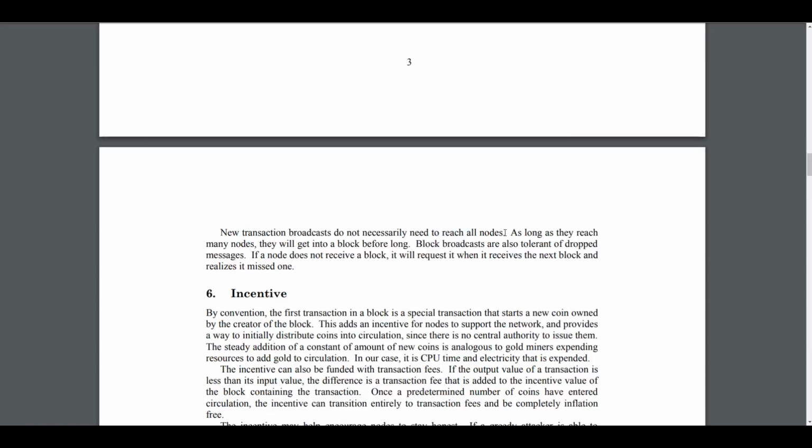I did want to call this out because it says new transaction broadcasts don't necessarily need to reach all nodes. As long as they reach many nodes, they'll get into a block before long. What's also important is that as long as they reach many nodes, you can do this concept of Bayesian analysis. If you're a merchant, you don't need a connection to every single node, right? You just need a connection to most nodes because for the most part, the transaction will be received by most nodes.